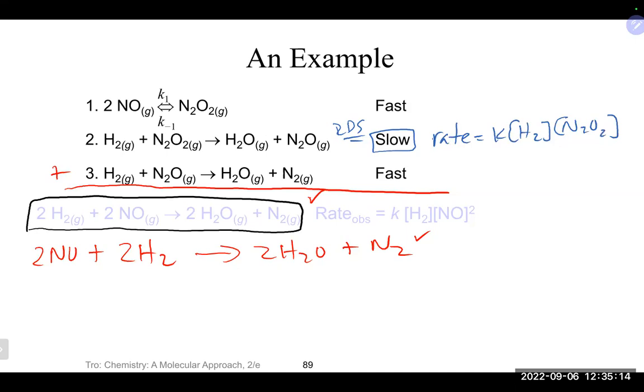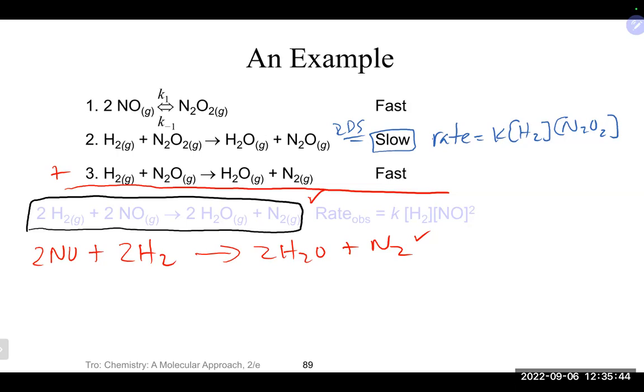Now, there's a couple of important things that we should talk about, I guess, before we got there. But in this particular case, what is the intermediate in this reaction? Or an intermediate in this reaction? Which ones were the intermediates in this case? N2O2, right? It completely canceled out. And also N2O, right? Those are actually both intermediates in this case. Neither one is found in the overall reaction.